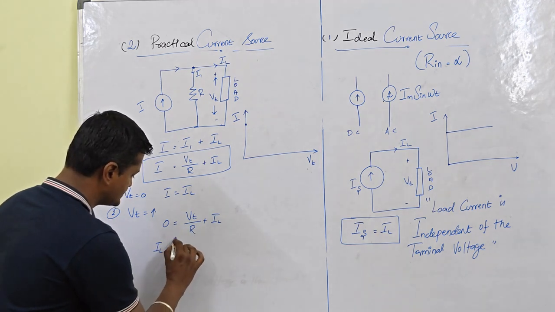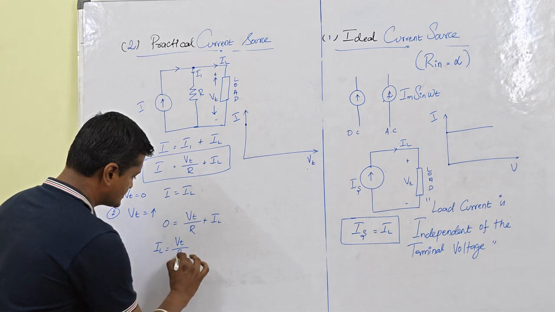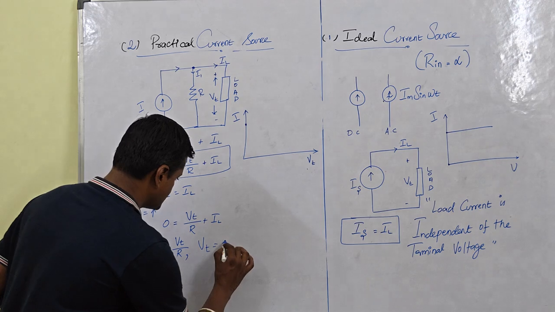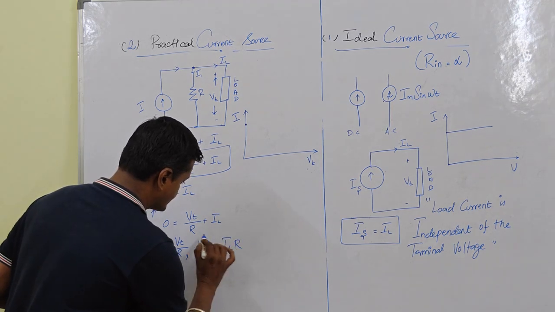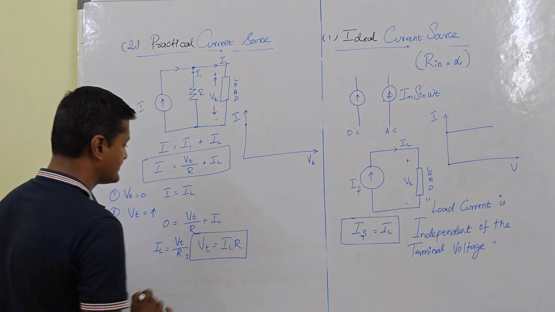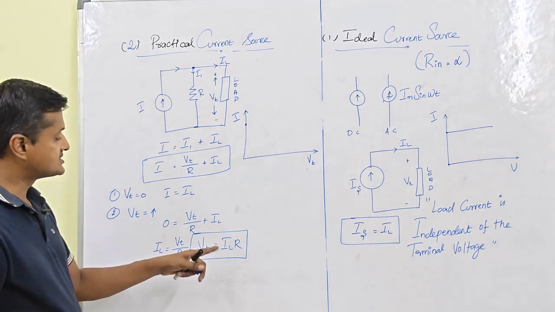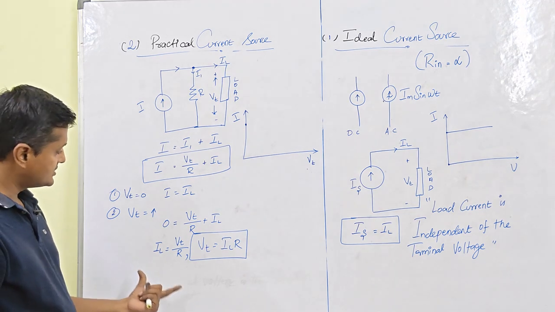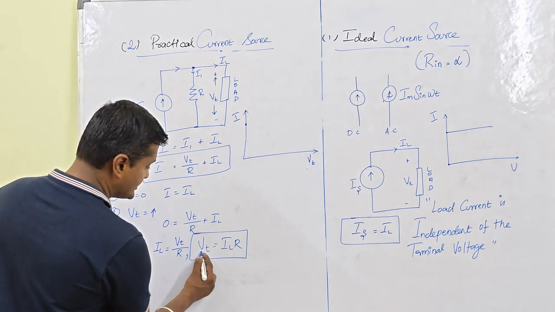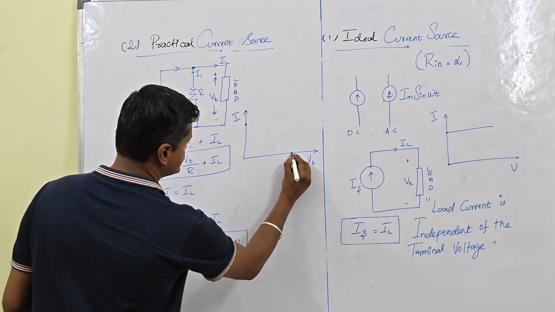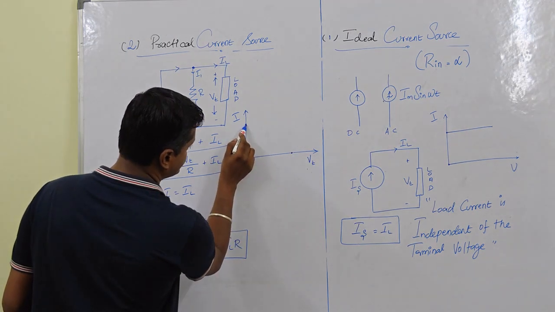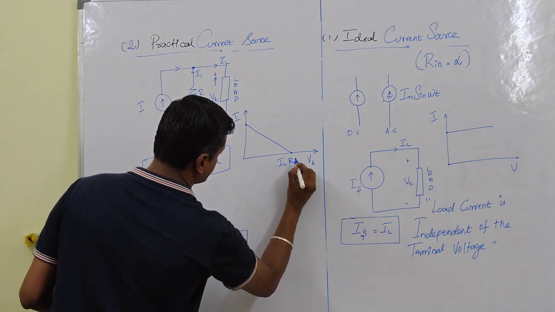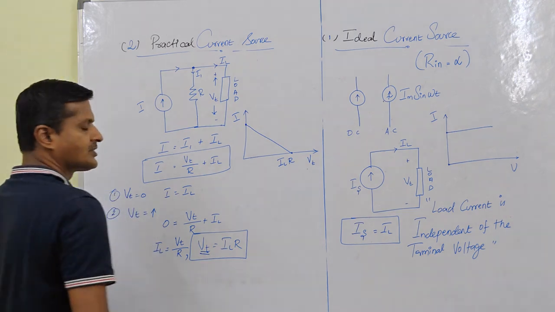IL is equal to VT by R, otherwise the terminal voltage VT is equal to IL into R. The equation is: terminal voltage equals load current into resistance. So this is what we can find. So at VT maximum, VT is increasing and it is IL into R. So here V is equal to 0.